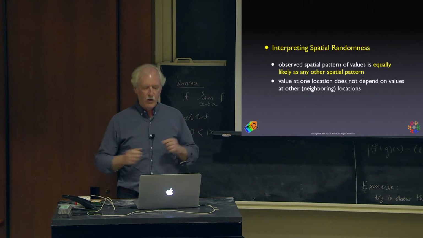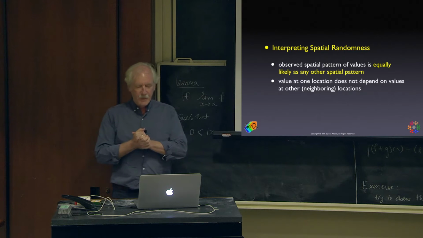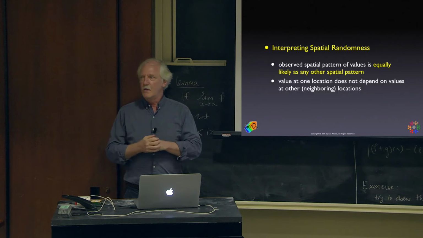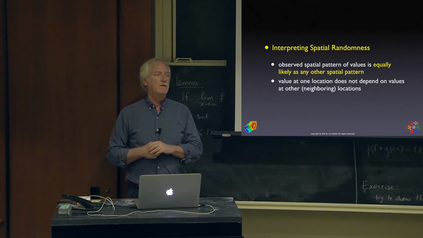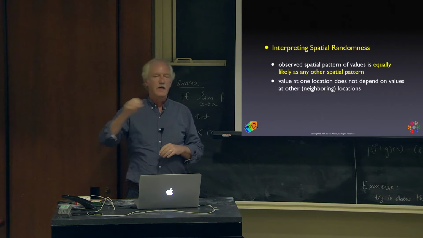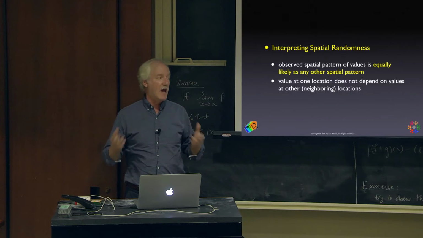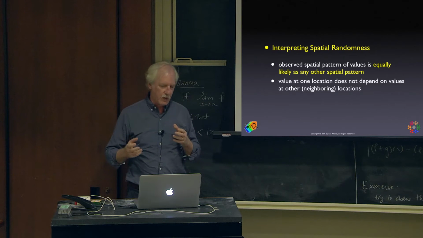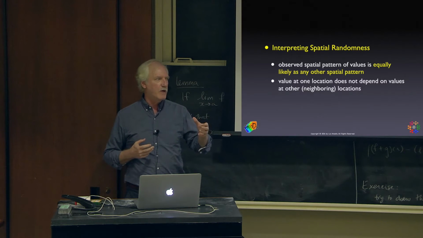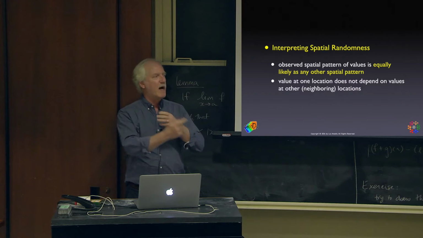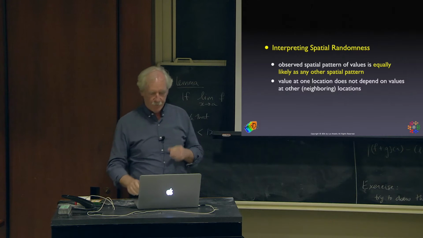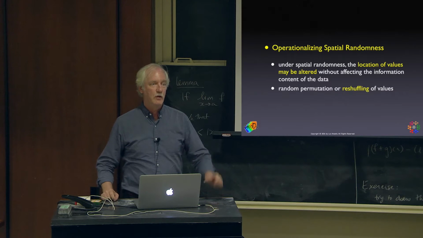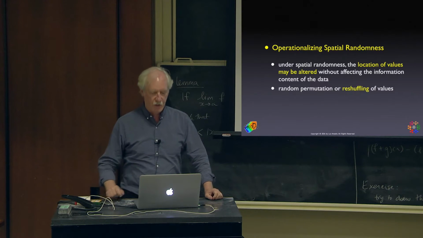So what does this null really mean? It means that if you think of the great data generator out there somewhere that puts values in space, any pattern that you see is equally likely as any other pattern that may have occurred. So in other words, there's no rhyme or reason to it. There's no structure to it. Observing a value at one location doesn't tell you anything about what might be at the other locations. That's truly random. We've actually already seen this. In the first lecture, I showed you the true map of Milwaukee and then a random map, and I'll show it again in a few minutes.